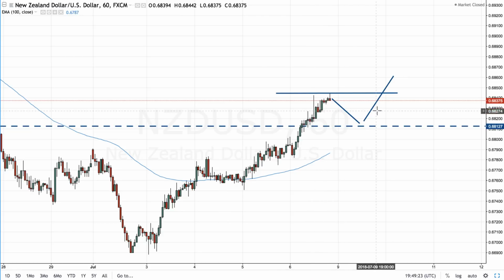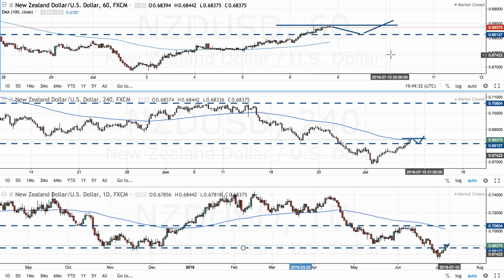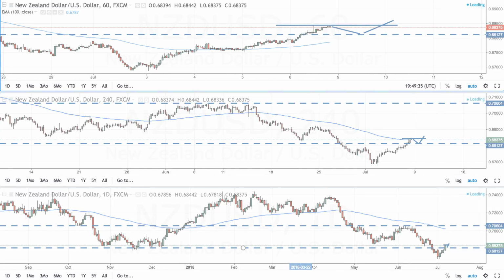Of course, if the price doesn't hold above this level, then we need to start to entertain shorting opportunities. But right now it's looking very, very bullish, and for the day ahead I'm looking to be a buyer.